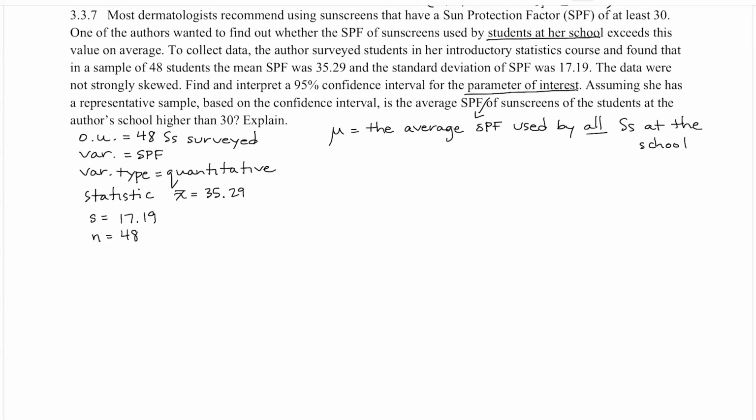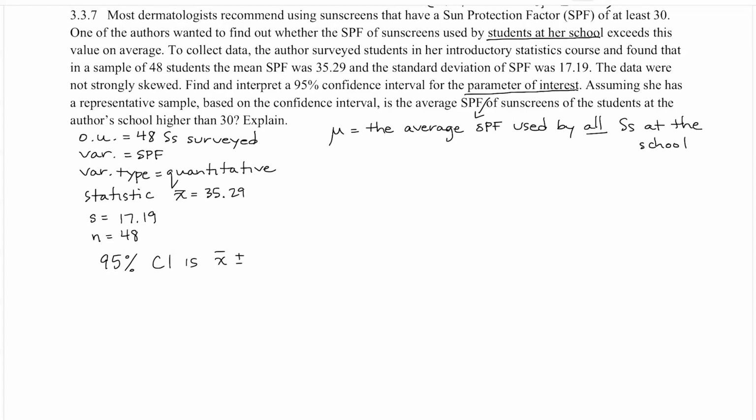So once again, the parameter is about the entire population, and the question the author was asking was about students at her school. She's interested in learning about all students at her school, but she just took a sample of 48 students in her class. So the statistic x-bar is the average SPF for just the sample of students that she surveyed. Mu, the parameter, is the average SPF for all the students at the school.